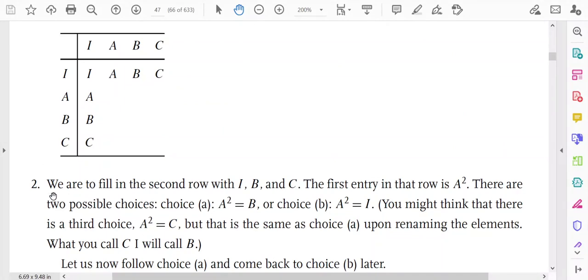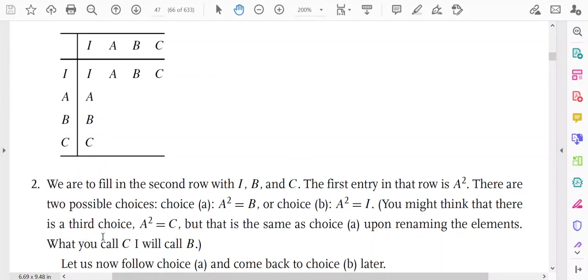Suppose we are to fill the second row, that means this row we are going to fill. Now we have written already A, so we are left with three elements, that is I, B and C. The first entry in that row is A square, because A into A is A square. There are two possible choices: it may happen that A square equals B, or the other choice is A square equals I. So either B or I.